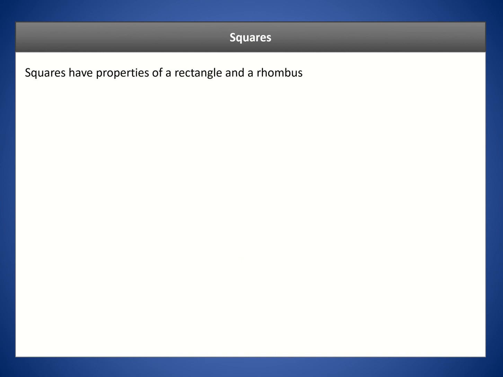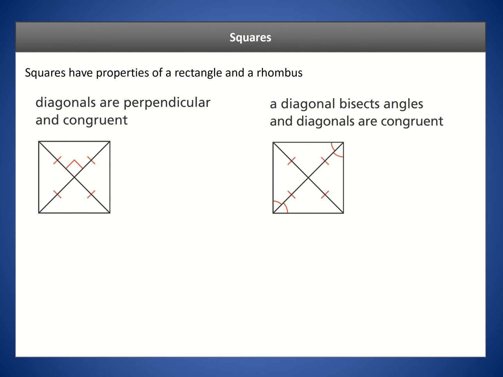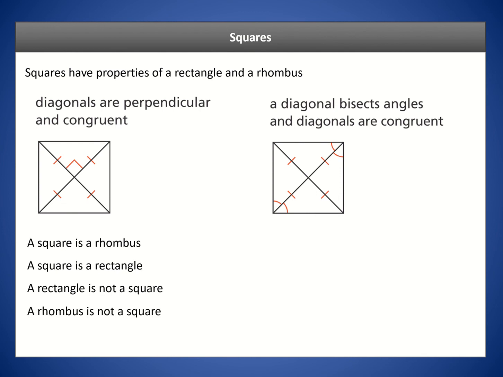All right, so now let's look at squares. So squares have properties we mentioned of a rectangle and a rhombus. So we mentioned that a square is a rhombus. A square is a rectangle. A rectangle is not a square. A rhombus is not a square. And let's briefly talk to those properties. So we know that a square specifically has the property where the diagonals are the same length and the diagonals are perpendicular. And that's because the dimensions here are the same, and that forces the diagonals to be perpendicular.